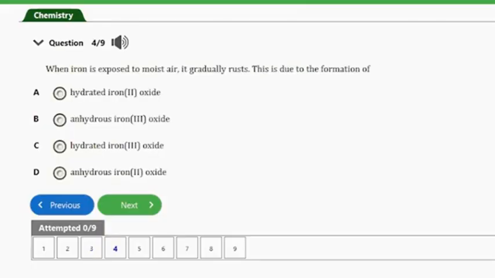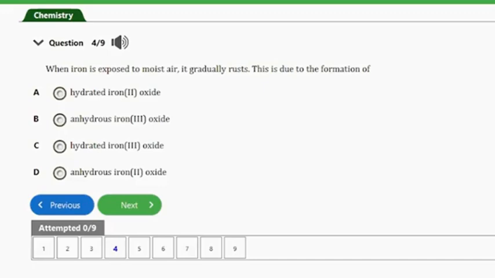Question number 4 here, it says, when iron is exposed to moist air, it gradually rusts. This is due to the formation of A, hydrated iron 2 oxide, B, anhydrous iron 3 oxide, C, hydrated iron 3 oxide, and D, anhydrous iron 2 oxide. So guys, the answer to this question is option C here, and that's hydrated iron 3 oxide.